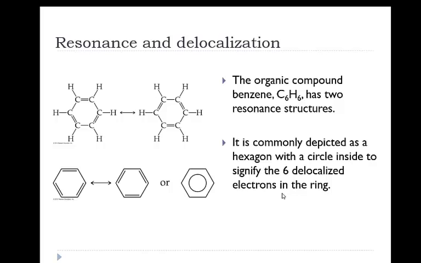Benzene is often used as an example of resonance and delocalization. There are two resonance structures with benzene. They look like this. Sometimes it's written like this with the bond line formulas, showing that it isn't this or this, but something in between. Benzene is often shown as a hexagon with a circle in the center, and that signifies the delocalized electrons.